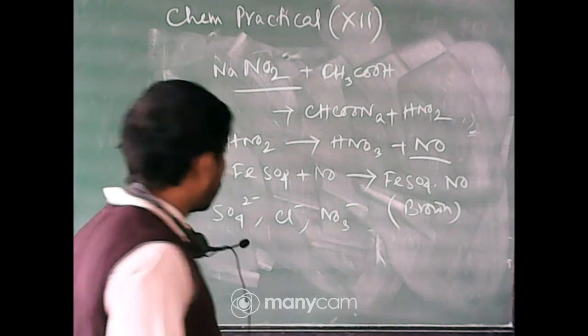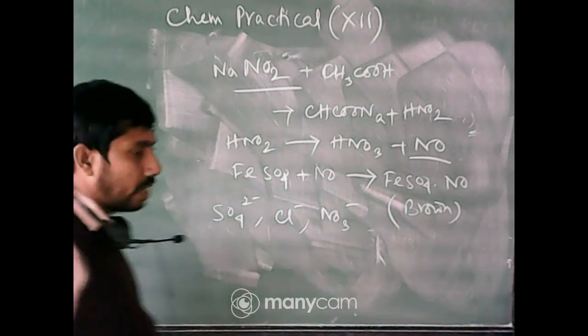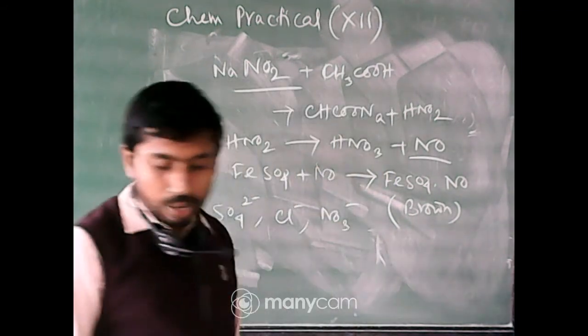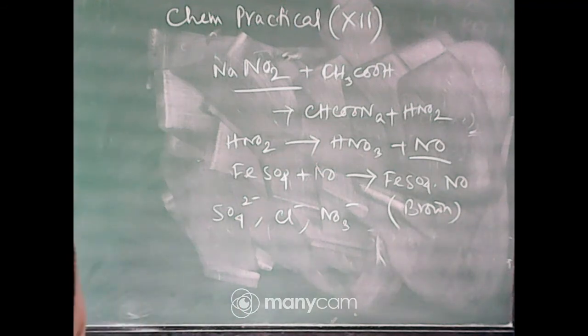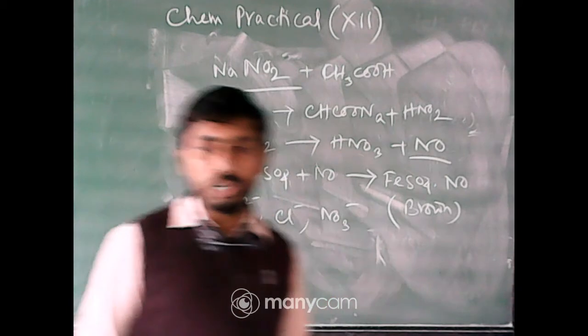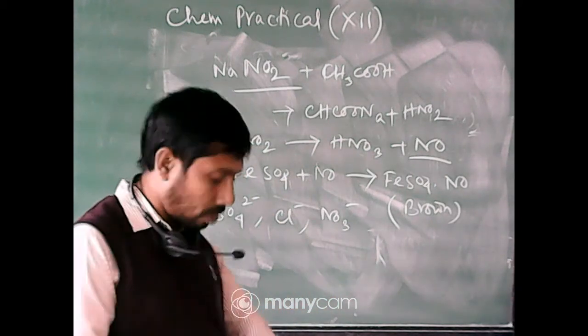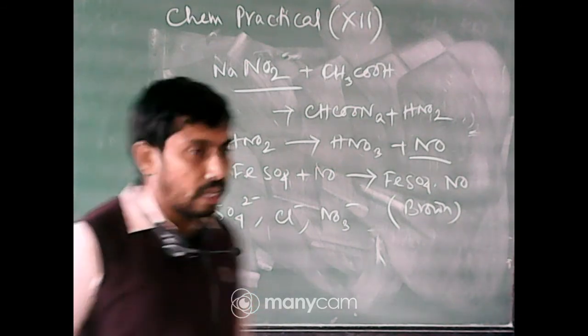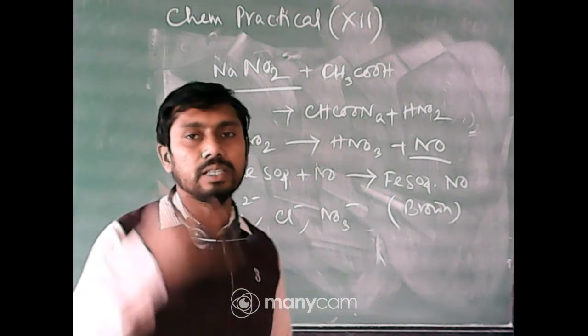Okay, so these two tests, sulfite and nitrate, are shown today. Now coming to the next part, that is the test for some basic radicals. Already the group separation. Today I will show you how group separation is done.